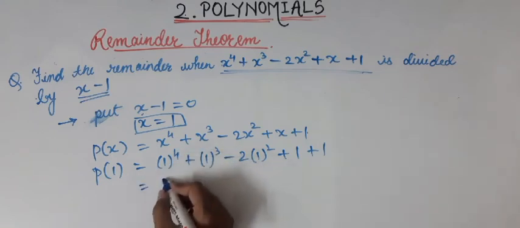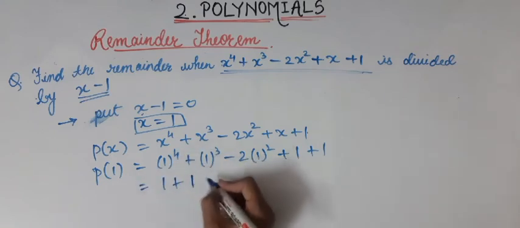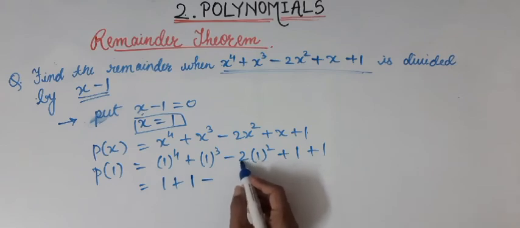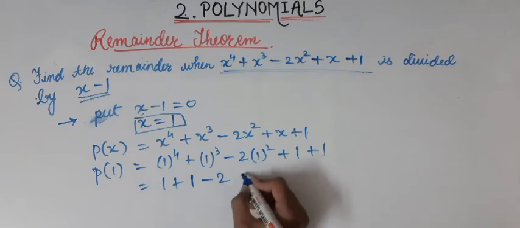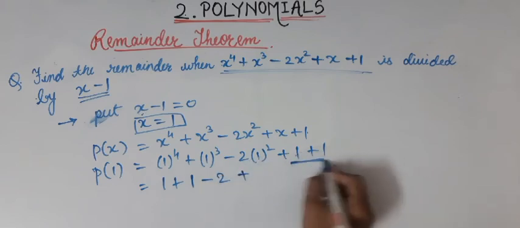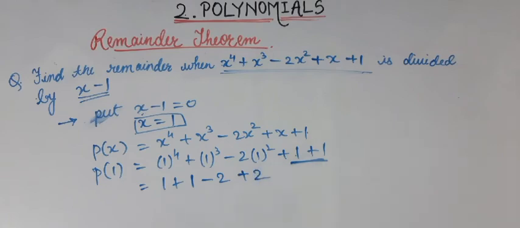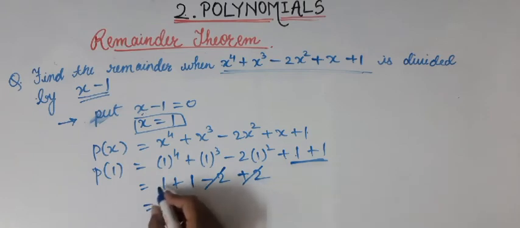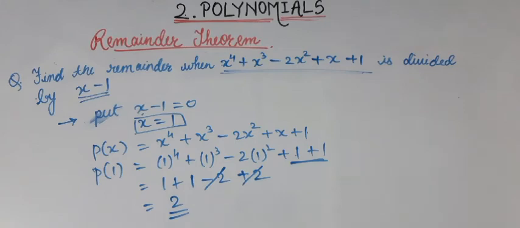So 1 raised to 4 is 1. 1 cube is also 1. Minus 2 into 1 square is minus 2. Plus 1 plus this 1, plus 1, I will write 2. Okay. So this minus 2 plus 2 is 0. What remains? Minus 2 plus 2 cancel. What remains? 1 plus 1, that is 2. So we got remainder 2.